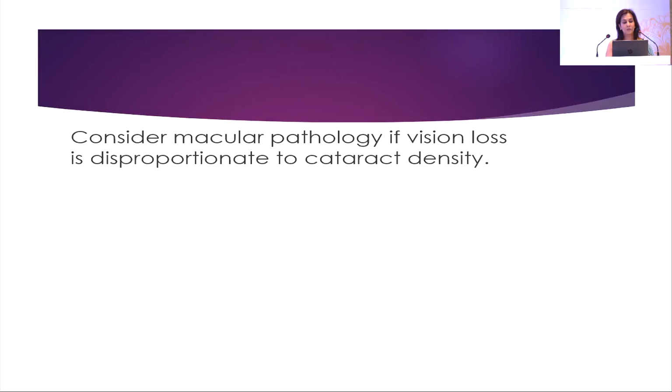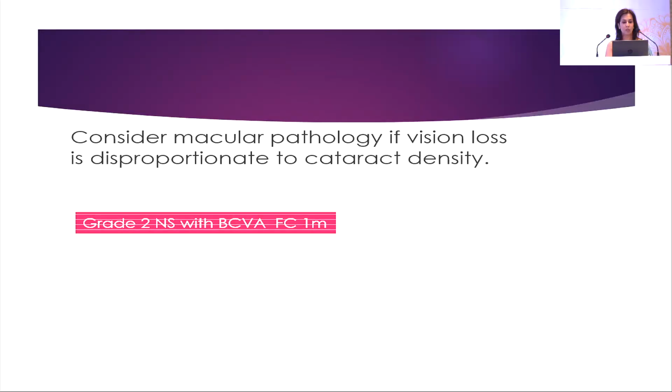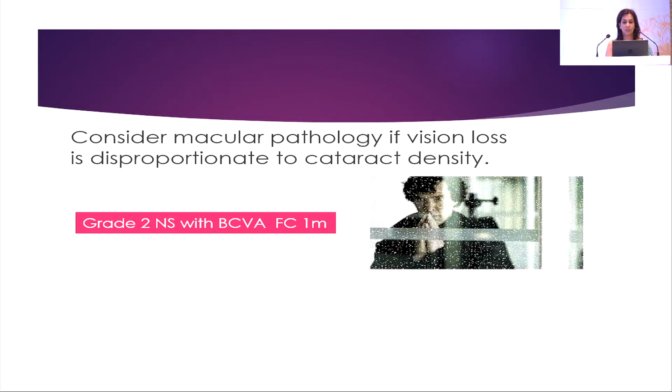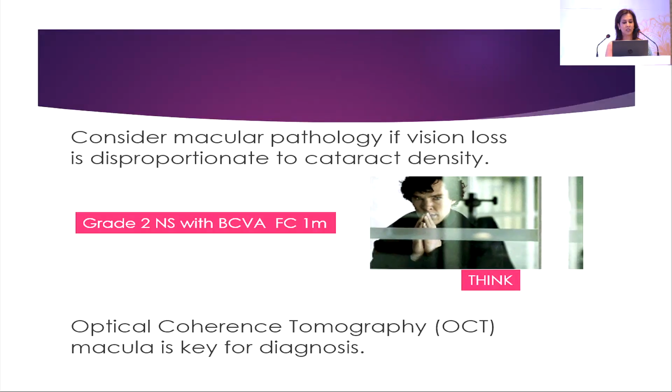And the crux of the matter: consider a macular pathology if the vision loss is disproportionate to the density of the cataract. For example, there's a grade 2 NS, but the best corrected visual acuity is only finger counting at 1 meter. Just think, because there has to be something else. And of course, as Dr. Tinku mentioned, OCT is eventually the key for diagnosing all macular diseases. Go ahead with an OCT at the slightest doubt.